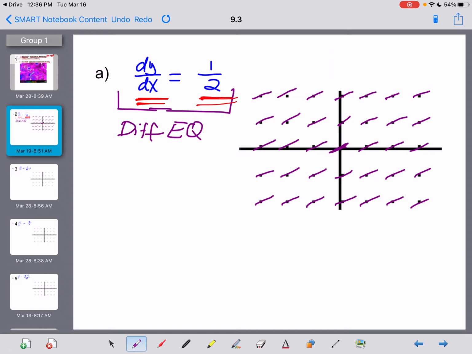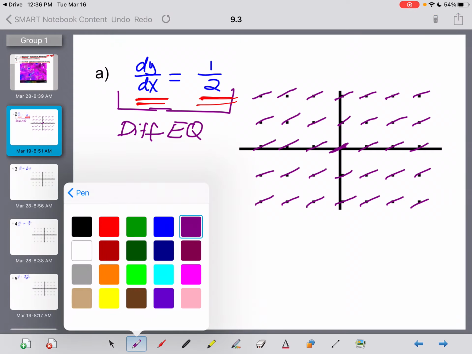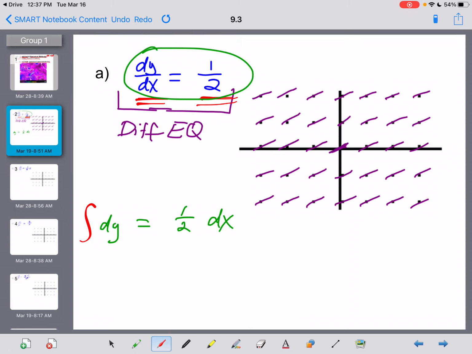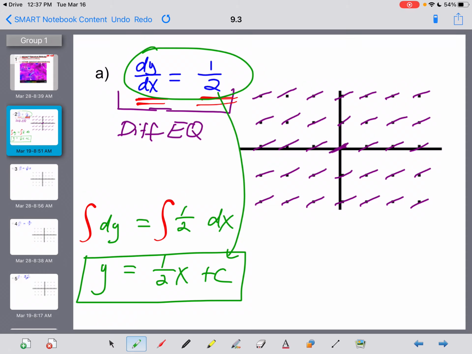Now, what I want to try to illustrate is not what you are going to be asked to do with any of these problems. But in this particular case, this is a differential equation that could actually be solved. The first thing I would do is bring the dx over to the other side and get dy is equal to 1/2 dx. And then I would integrate the left and integrate the right. The integral of dy is just going to be y, and the integral of 1/2 with respect to x is 1/2 x plus c. So that is the general solution to this differential equation.